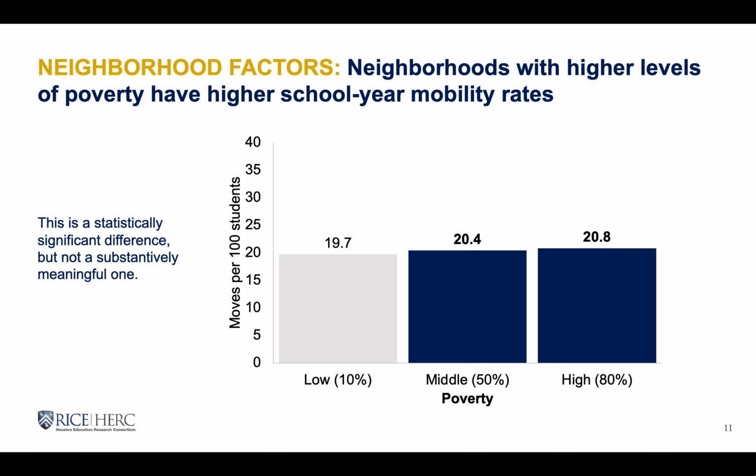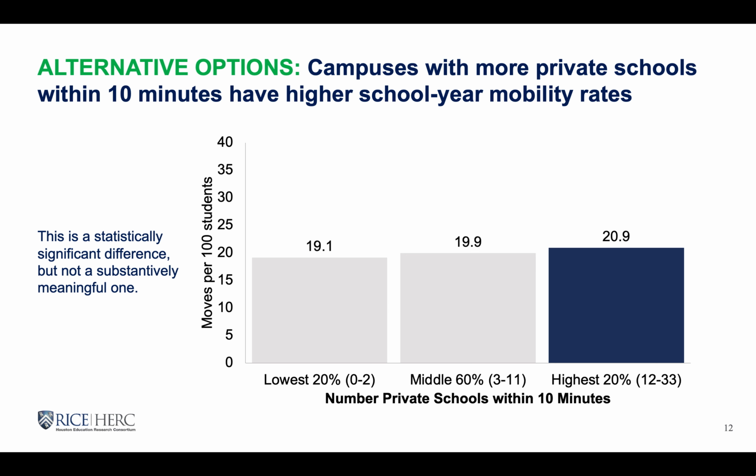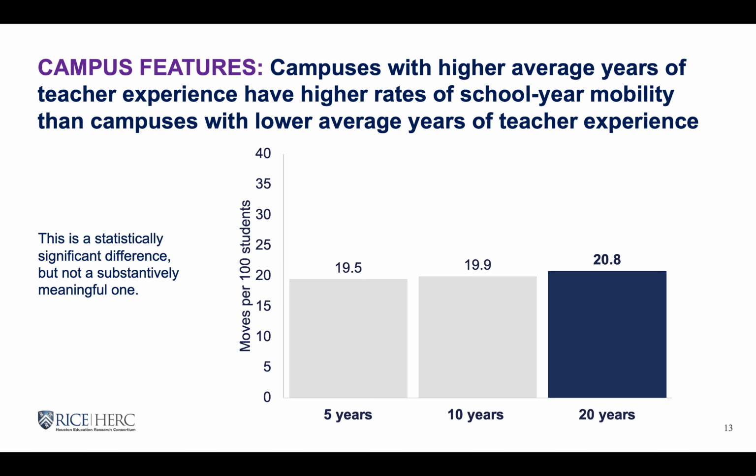We also find that neighborhoods with higher levels of poverty have higher mobility rates. However, this effect is not substantive, as the differences across level of poverty are very small, despite being statistically significant. Next, we find that campuses with more private schools nearby have higher mobility rates. However, differences across categories are small and not as meaningful, though the differences are statistically significant. Lastly, campuses with higher average years of teacher experience had higher rates of school year mobility compared to campuses with lower average teacher experience. This effect is not substantively meaningful, though it is significant as well.